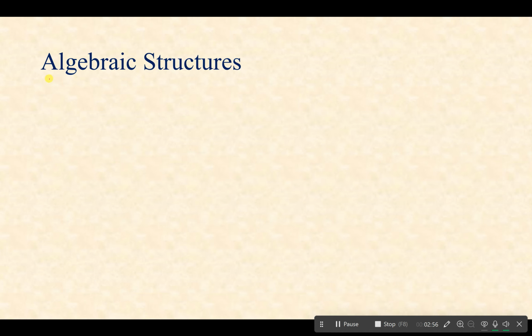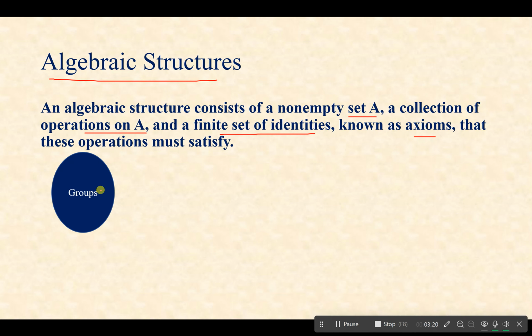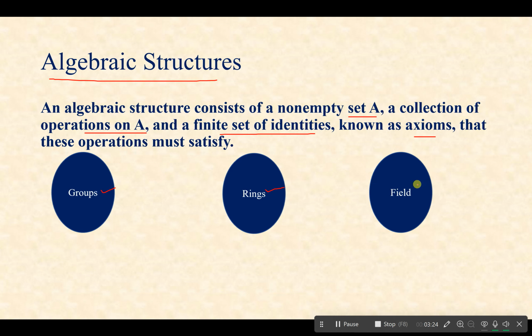Now let us see what is an algebraic structure. An algebraic structure is a collection of a non-empty set A, a collection of elements, a collection of operations on that set, and a finite set of identities. They are also called axioms. So we'll see what are these. There are three different types of algebraic structures. First one is groups, second one is ring, third one is field. We'll see what each of these are, and we'll also see some examples.